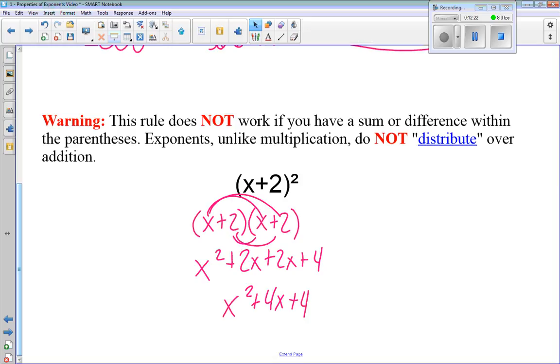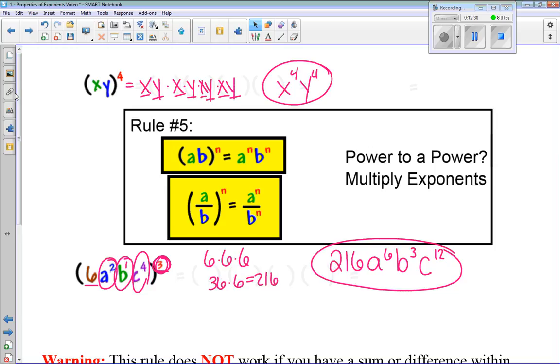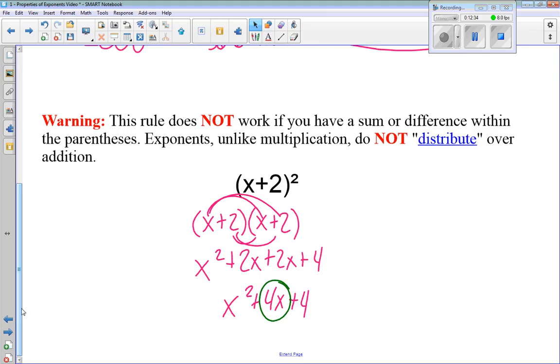So only do all these things up here if we have multiplication or division inside of the parentheses. If you have any sort of addition or subtraction in the parentheses, stop, write it out, and actually do that multiplication by itself.